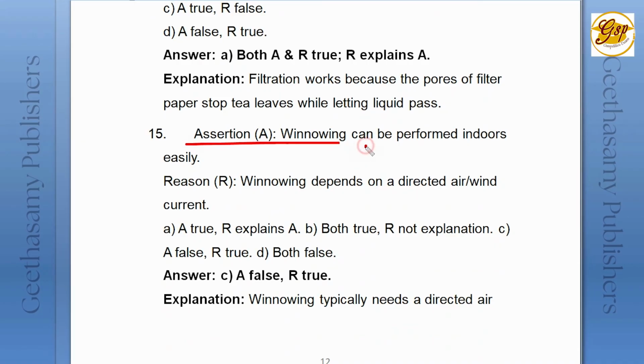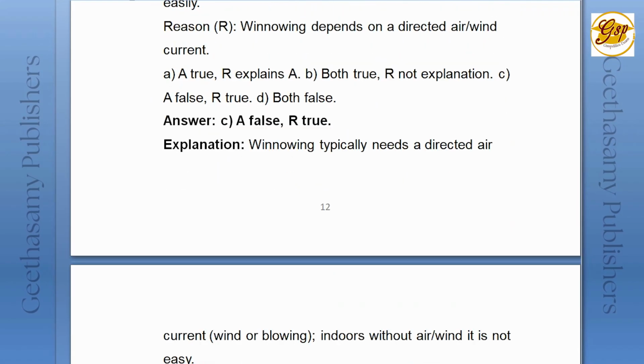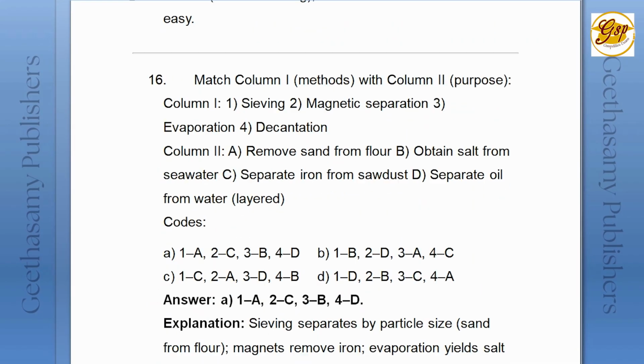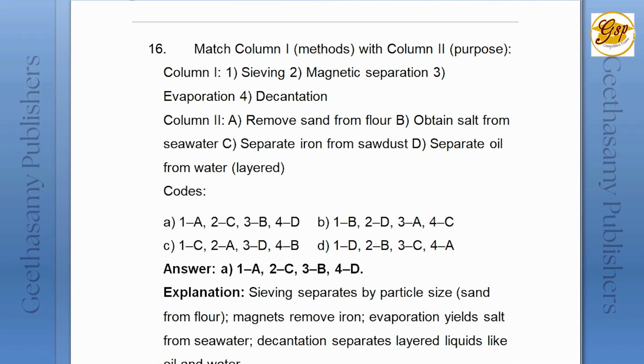15th question. Assertion: Winnowing can be performed indoors easily. Reason: Winnowing depends on directed air or wind current. Options: A, both are true and R explains A. B, both are true but R does not explain A. C, A is false, R is true. D, both are false. The correct answer is A is false, R is true. Winnowing typically needs a directed air current, wind or window blowing, and indoors without air or wind it is not easy. Fine.